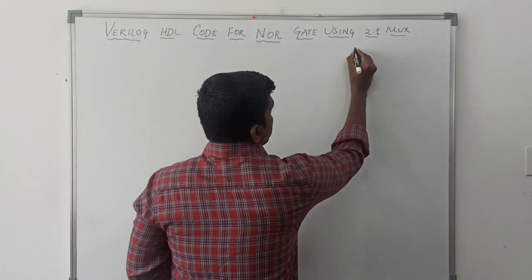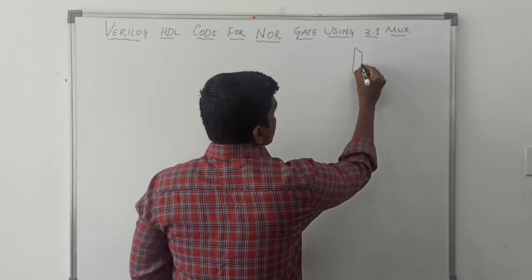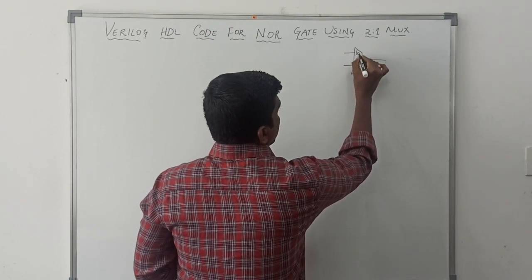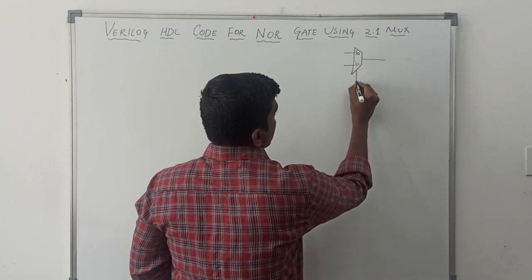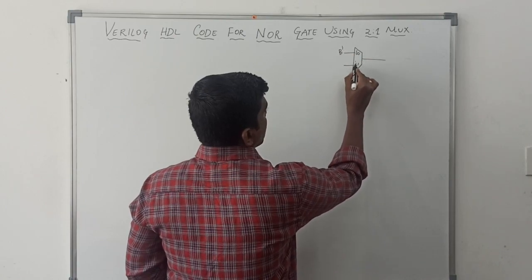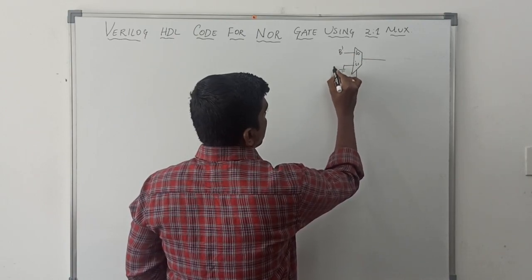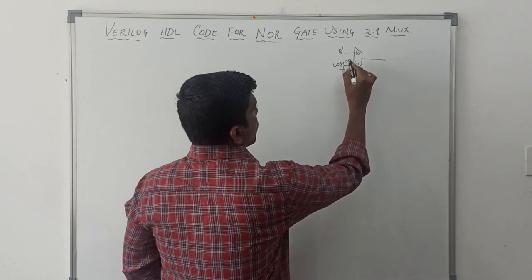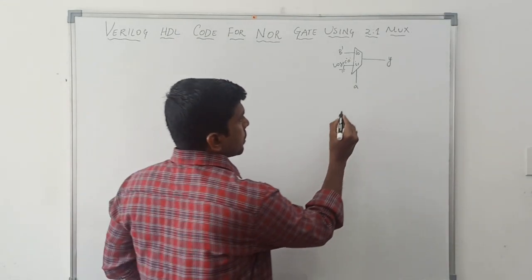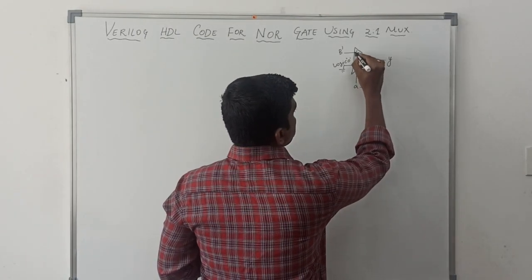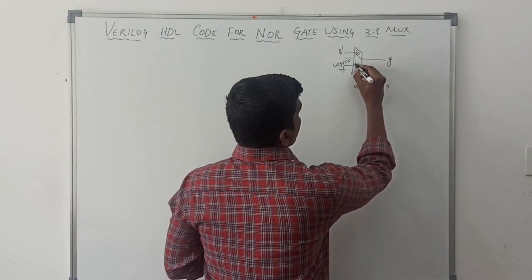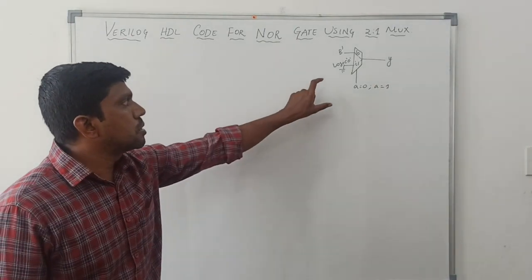First I will draw the implementation diagram. It's a NOR gate using a 2:1 mux. I0 and I1 are the inputs of the mux and A is the selection line. I0 is connected to B bar, I1 is connected to ground or logic 0, and Y is the output. When A equals 0, B bar is connected to the output. When A equals 1, logic 0 is connected to the output. So this is the basic operation.